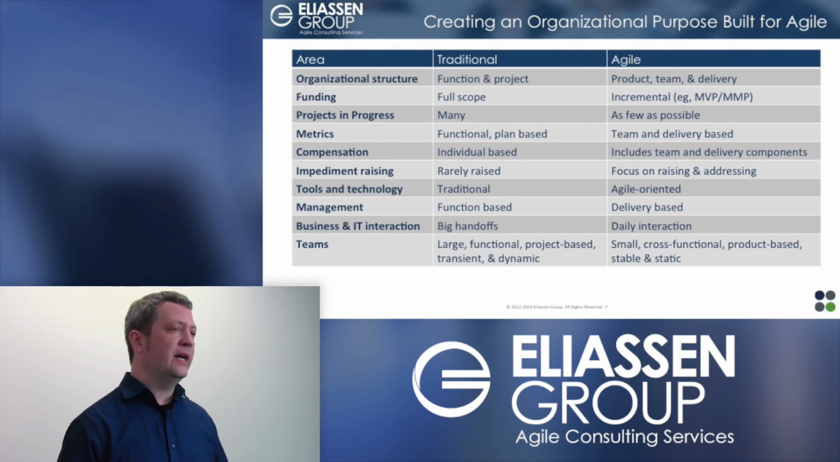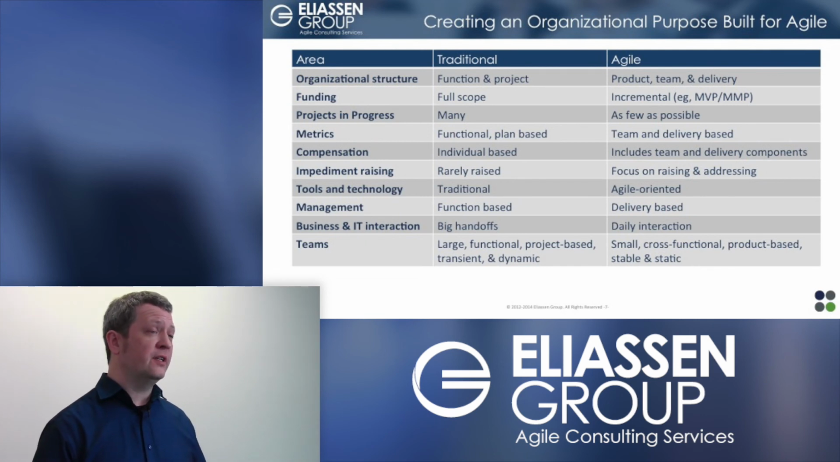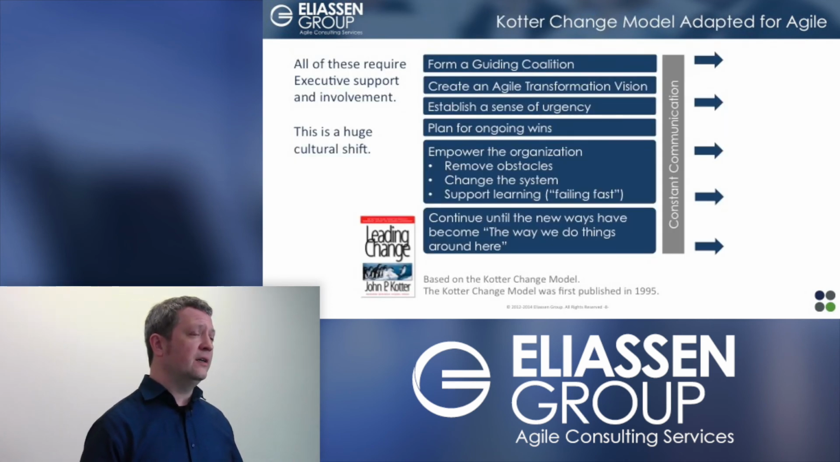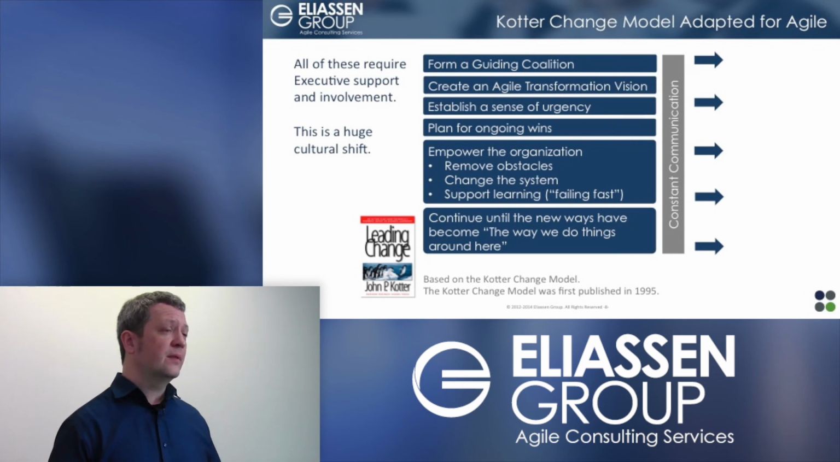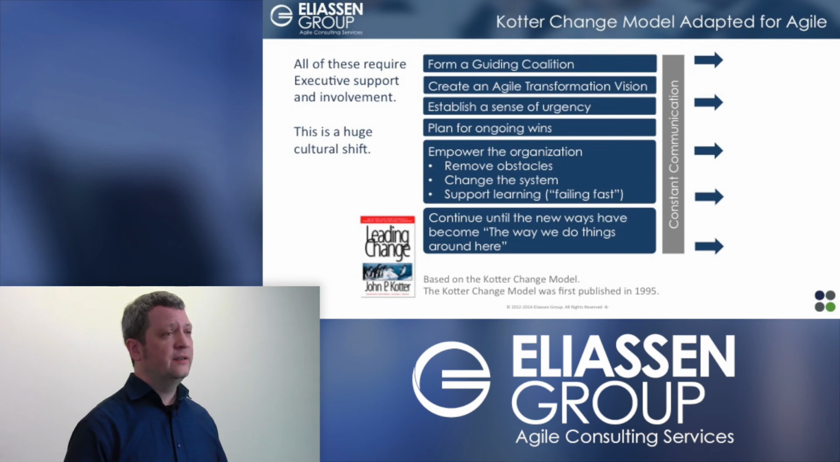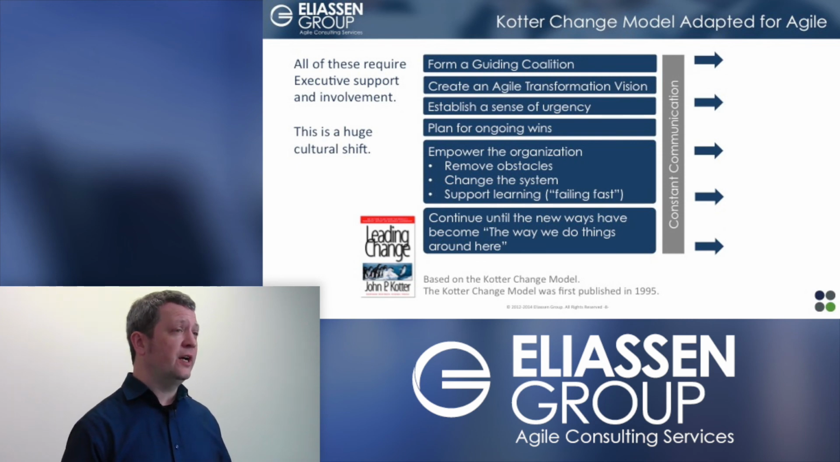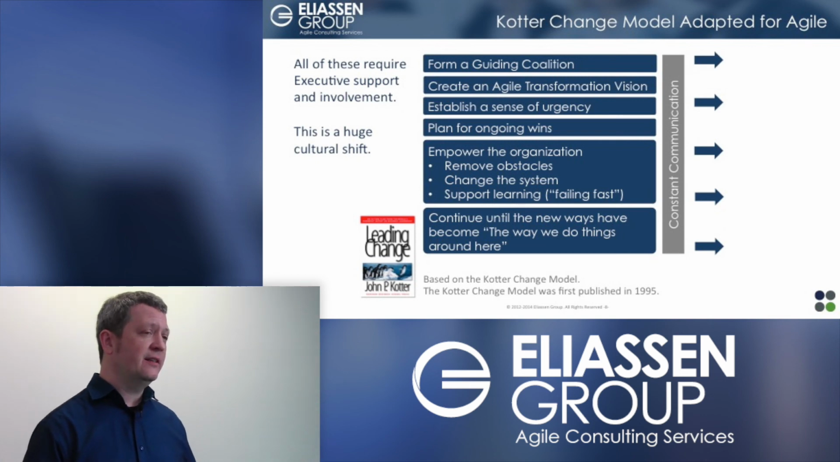So this list gives you an idea of what the maturity matrix covers at the organizational level. There are other things as well. So for instance, going Agile is a big effort. If you're not familiar with the Kotter change model, I encourage you to take a look. The Kotter change model is included in the maturity matrix, and there are areas such as, is there a guiding coalition established or not? Is there an Agile transformation vision established or not, things like that.